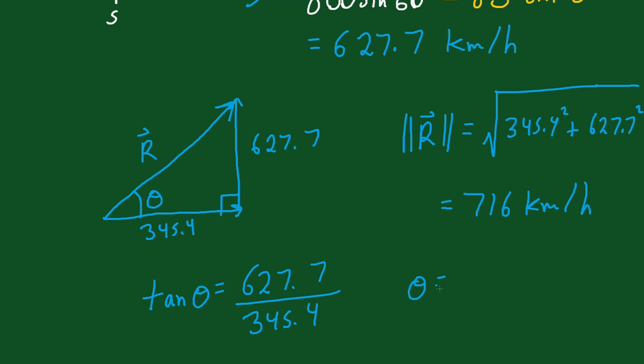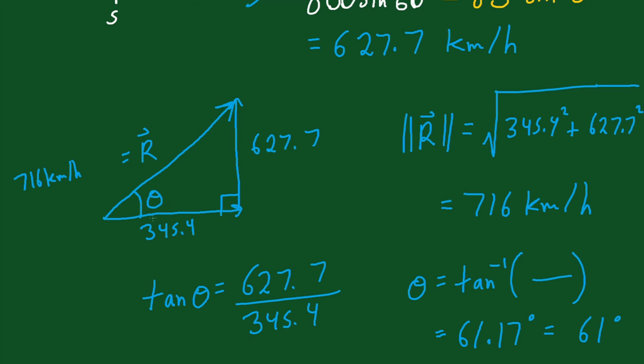So theta is equal to the tan inverse of this, right? So you want to type into your calculator tan inverse of this fraction. Put it in there. And as an answer, you should get 61.17 degrees, or I'm just going to round this to 61 degrees. So for your final answer, we can say that the resultant vector r is equal to 716 kilometers per hour. And then what's the direction?